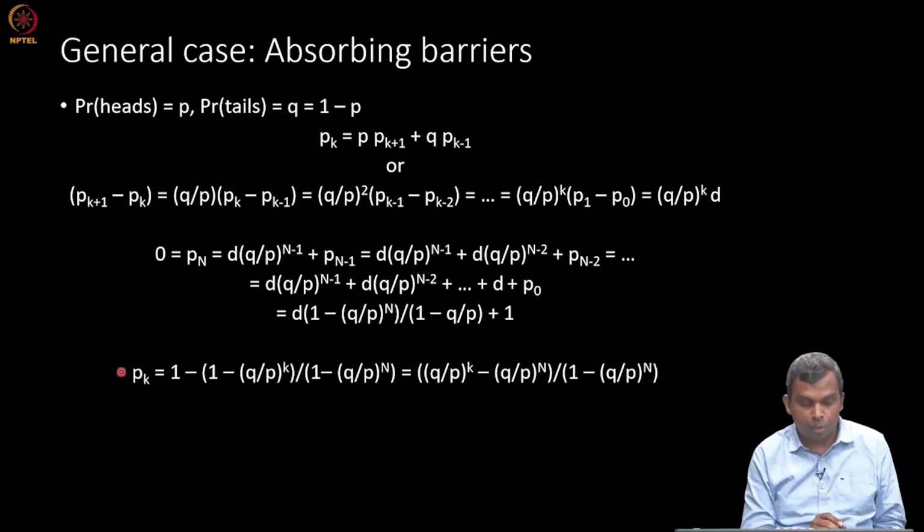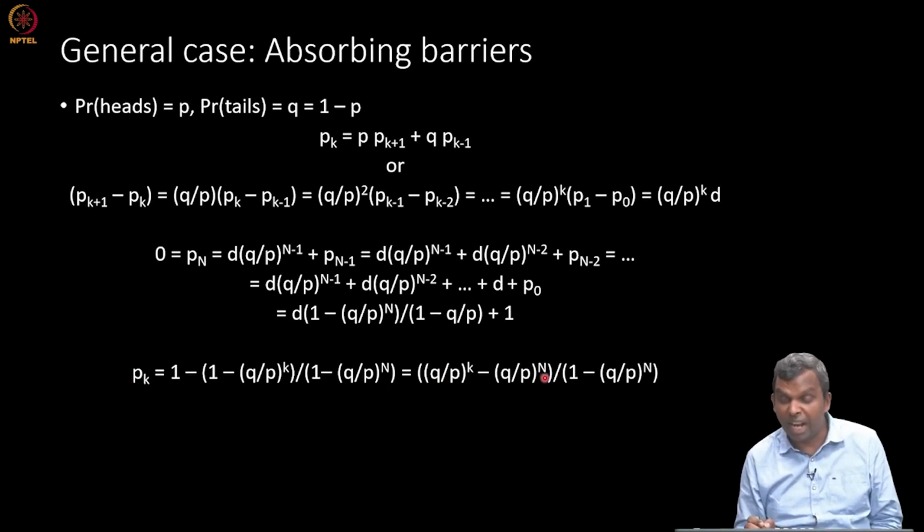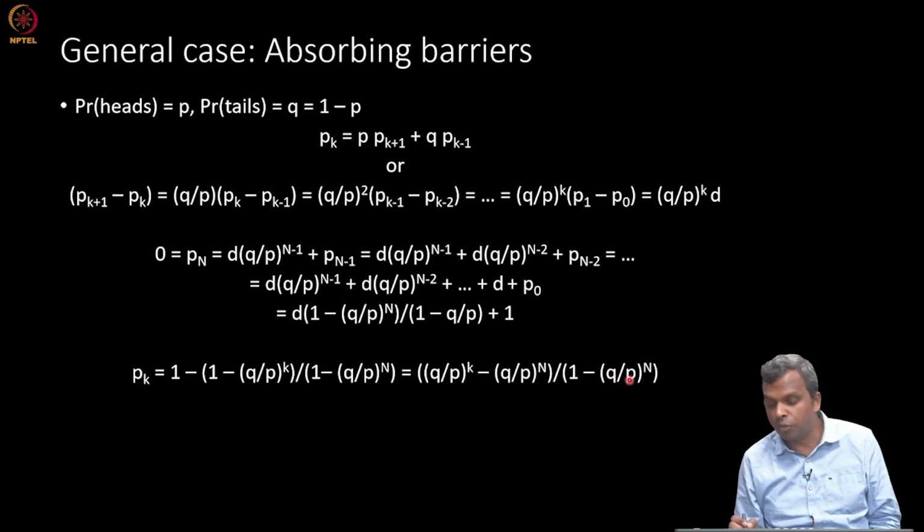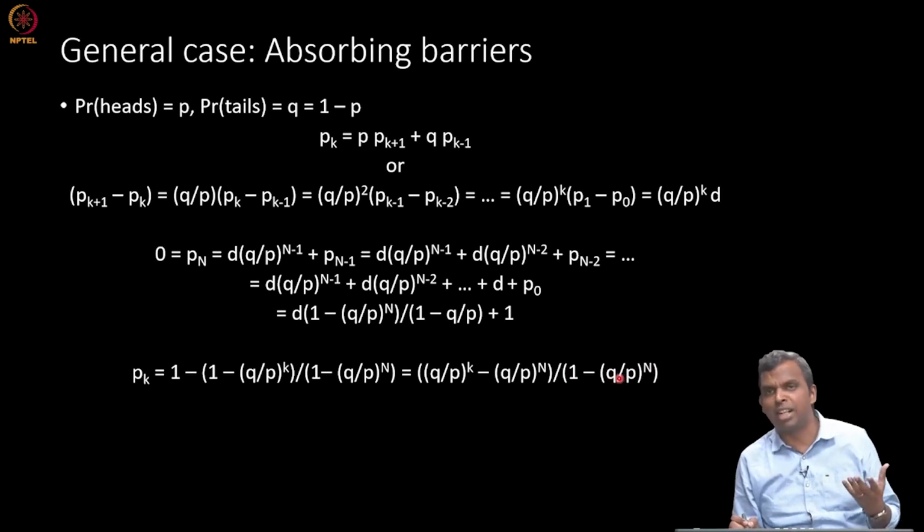You see that P_k, the probability of ruin, is a fraction. What is in the denominator is 1 minus (q/p) to the power n. q is the probability of tails, p is the probability of heads, right? So q/p represents the unfairness, how much more probable it is to be tails over heads. Even if it is a little bit, you raise it to the power n, so 1 minus (q/p)^n is in the denominator. In the numerator, you have (q/p)^k minus (q/p)^n.